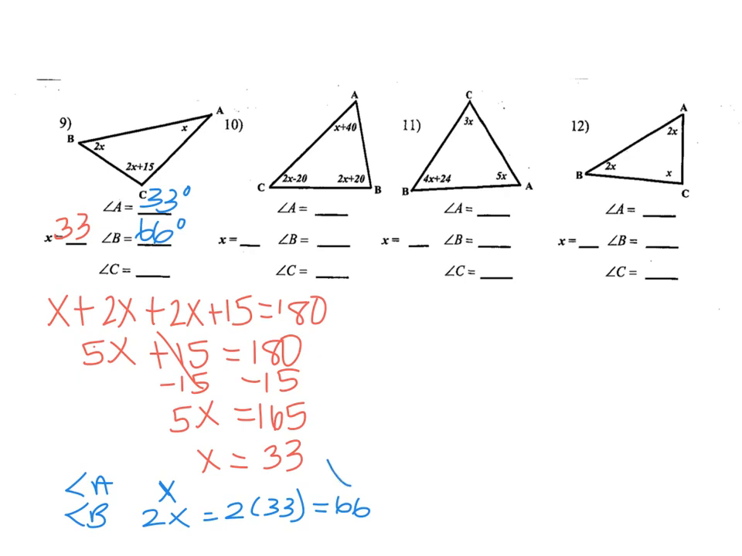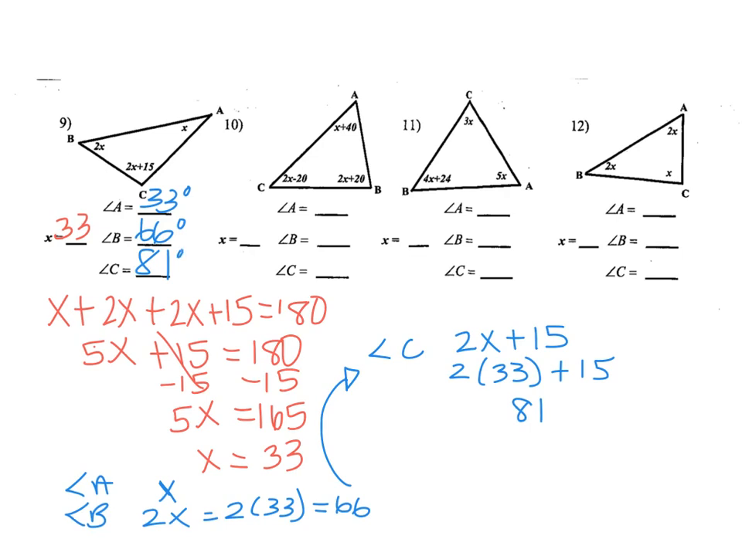And angle C, go ahead and put it over here. Angle C has a measurement of 2x plus 15. So I'm going to say 2 times 33 plus 15. So 2 times 33 is 66, plus 15 would give us a measurement of 81. So 33 plus 66 plus 81 gives us 180 degrees.